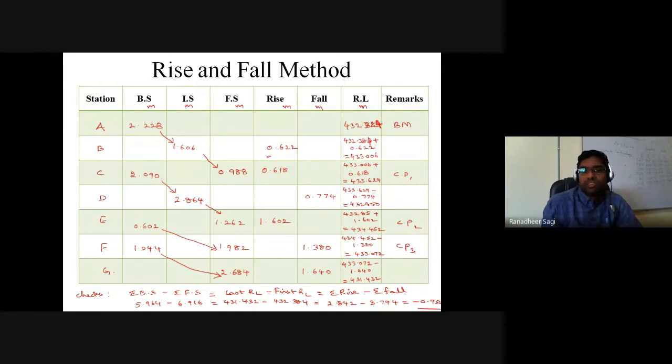But when it comes to the case of your rise and fall method, the effect of that intermediate side data is also coming into picture in the form of your rise or fall data. Because while calculating the rise and fall data, you have already taken into consideration your intermediate side values. So you also have an additional check condition, that is summation of rise minus summation of fall. That additional condition ensures that your intermediate side data is also taken into consideration, and subsequently you get more accuracy in your calculations of the RL values based on rise and fall method.